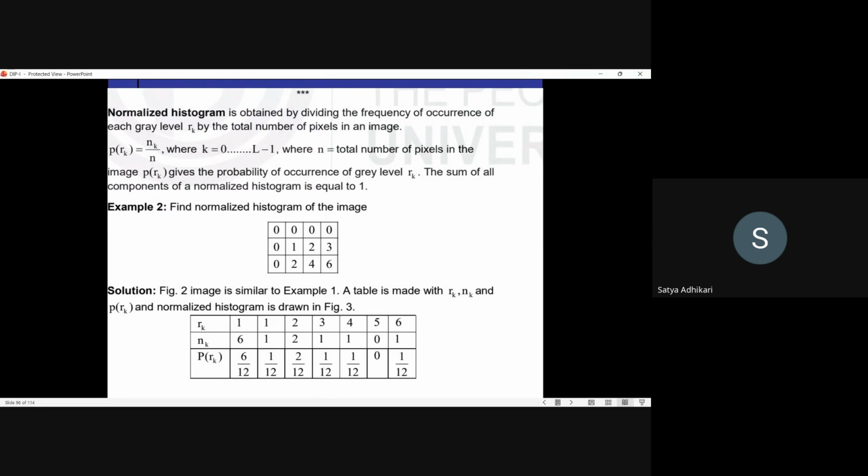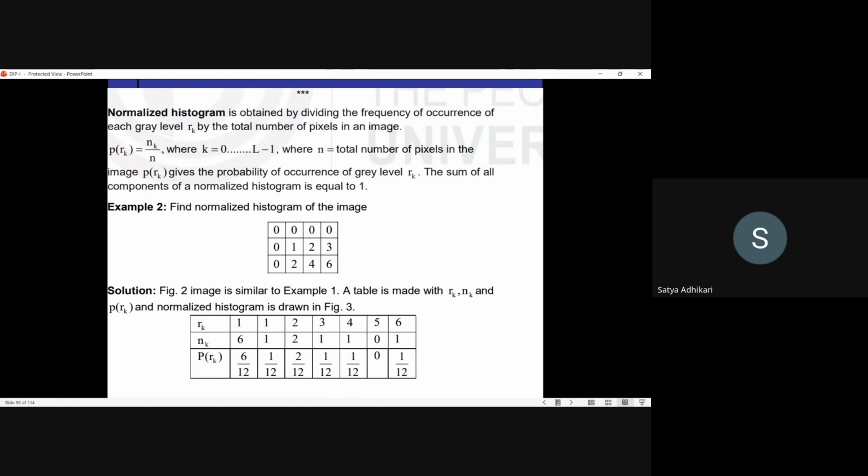So the sum of the probabilities of all events of a sample space of an experiment is equal to 1. Similarly, here also the sum of all components of the normalized histogram is equal to 1. You add them. If you do not get the sum 1, then you assume that there is some error in your calculation. So it must be equal to 1.